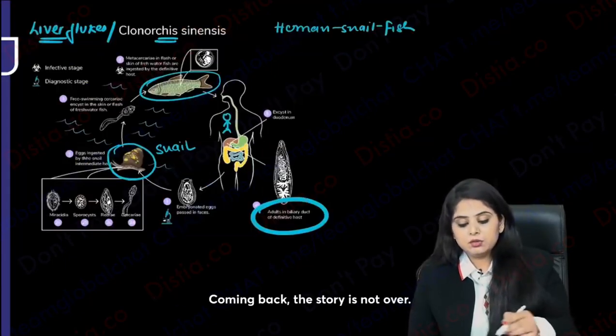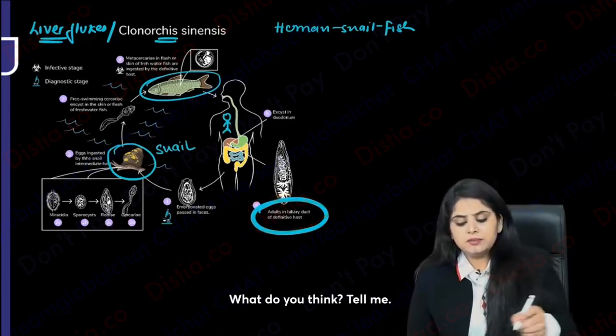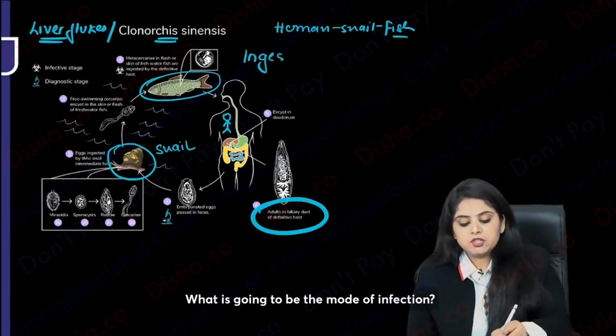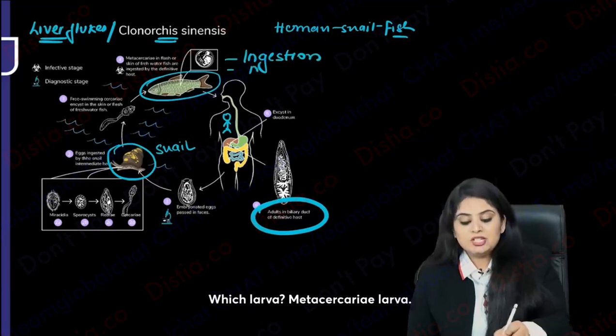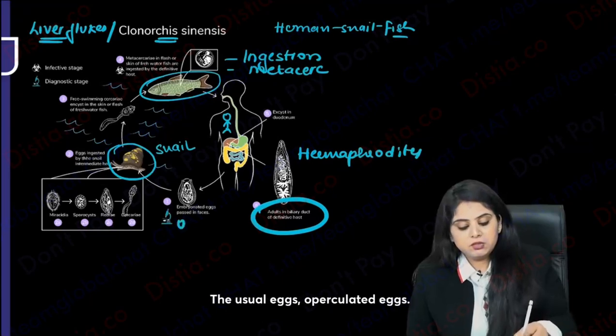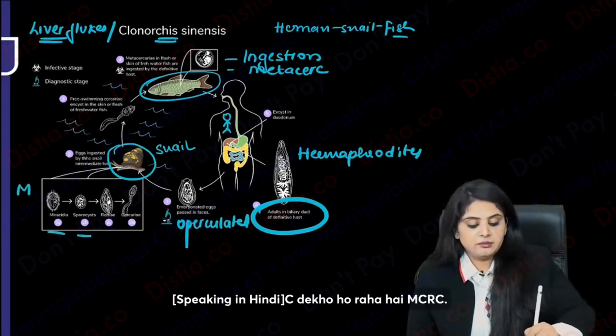Coming back, the story is not over. Okay, it is going in the bile duct, and again, the story is the same. Tell me, Clonorchis, the hosts are done. What is going to be the mode of infection? It's going to be ingestion. Which larva? Metacercaria larva. How are the worms going to be? They are going to be hermaphrodites. How are the eggs going to be? The usual eggs, operculated eggs. What is the life cycle after that going to be? See, dekho ho raha hai MCRC.